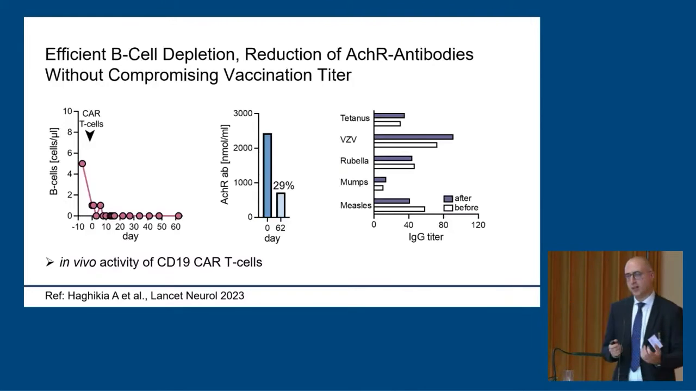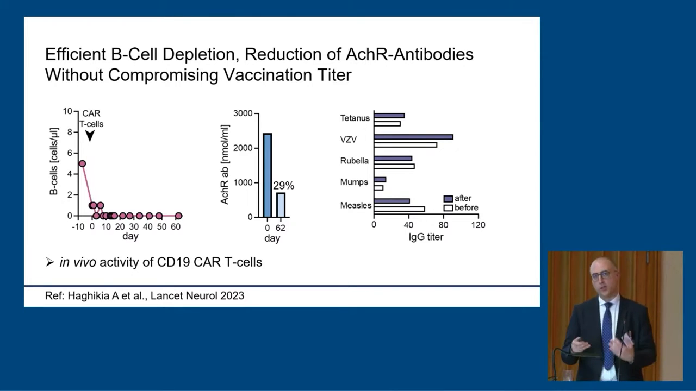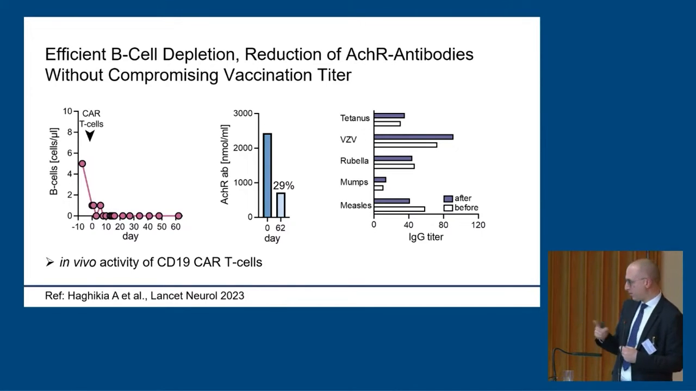In terms of efficacy, we observed that B cells were gone. We saw that the pathogenic antibody was reduced to 30%, and this is interesting to see in MG. This is something I also learned while working with our neurologist colleagues, that it's a bit different than in lupus. The antibody titer, at least the antibody titer for ACH receptor, not for MuSK, is not correlating with disease activity.